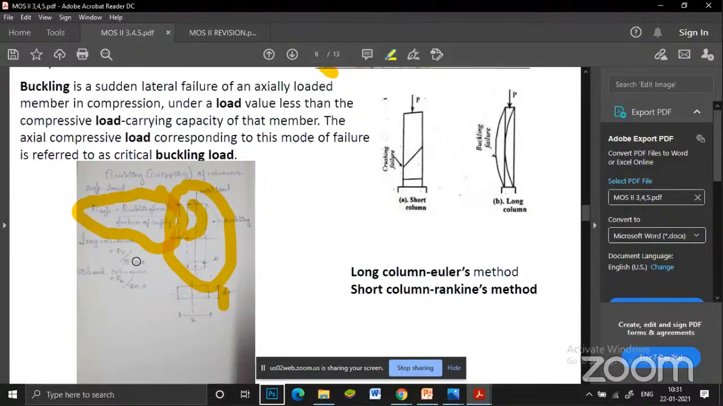I have already told you how to identify a long column and a short column. It is the effective length divided by the least lateral dimension of the column, and whether it is greater or lesser than 12 tells us which is the long column and which is the short column. For long columns Euler's method is preferred and for short columns Rankine's method. So the first formula is P safe equals buckling load divided by factor of safety. For long columns, the Euler's buckling formula divided by factor of safety; for short columns, Rankine's formula divided by factor of safety.